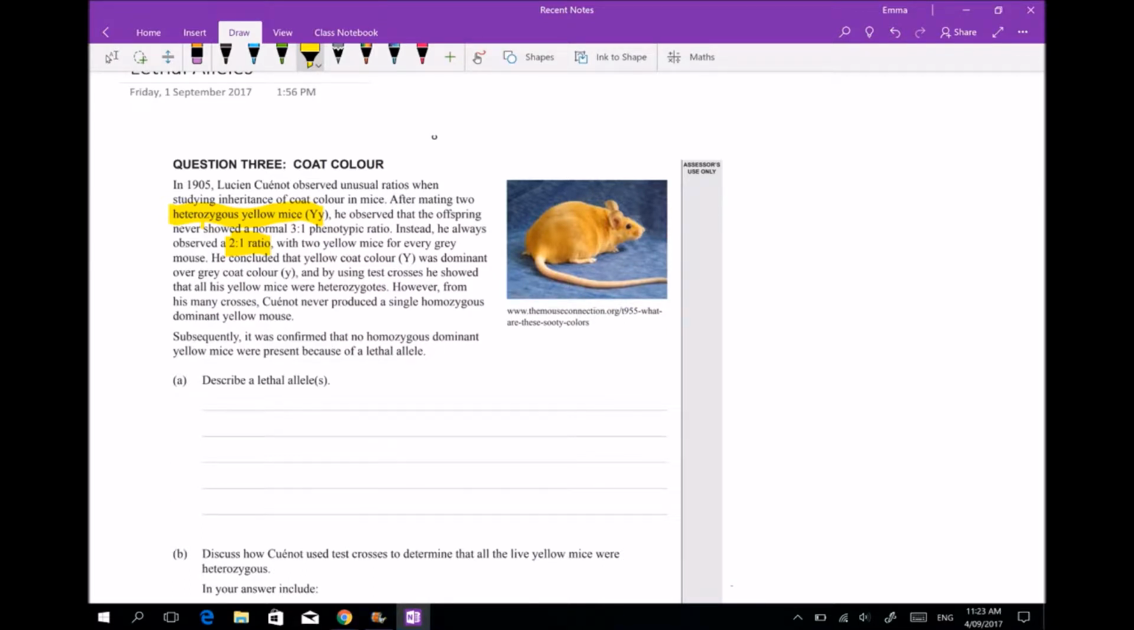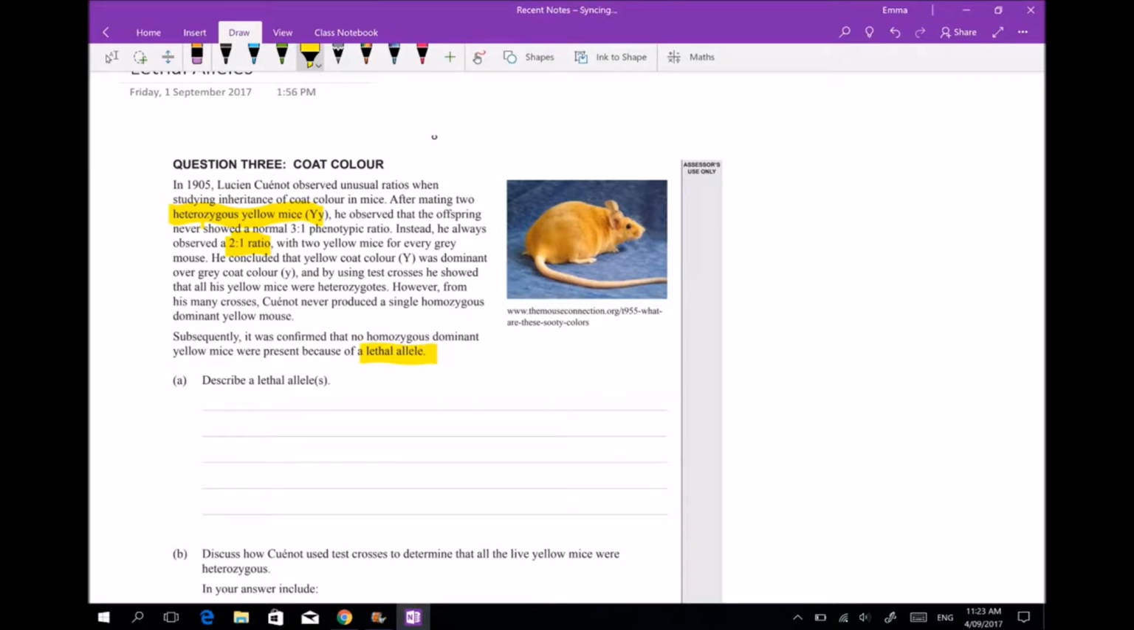So with two yellow mice for every grey mouse, he concluded that yellow coat colour, big Y, was dominant over grey coat colour, little y. And by using test crosses, he showed that all his yellow mice were heterozygous. However, from his many crosses, Cunot never produced a single homozygous dominant yellow mouse. Subsequently, it was confirmed that no homozygous dominant yellow mice were present because of a lethal allele.